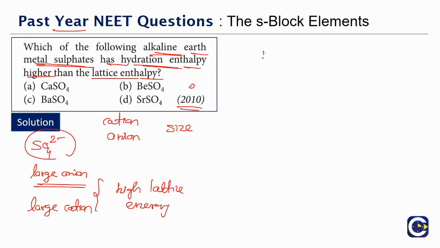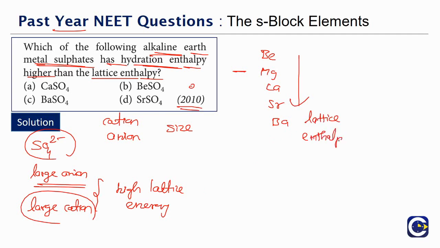So if you look at the second group, whether it is beryllium, magnesium, then comes calcium, then strontium, then barium. Of course, in this question, the magnesium is not given. As you go down the group, what is going to happen? The size of the cations is going to increase, means we are going to get to the large. So as you go down the group, the lattice enthalpy or lattice energy will increase. Means the lattice enthalpy will be highest for barium sulfate, least for beryllium sulfate.